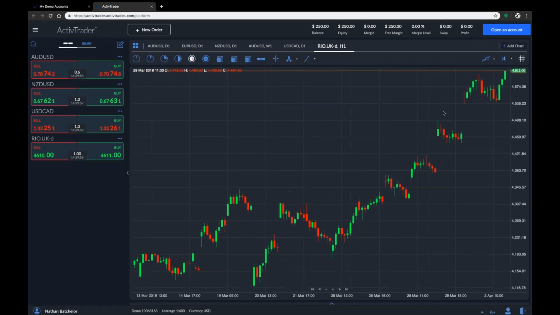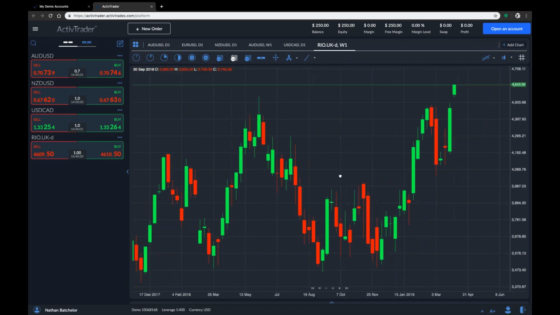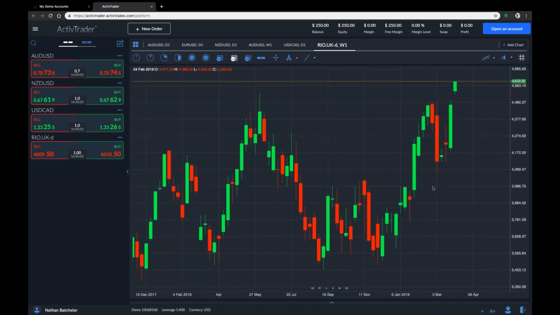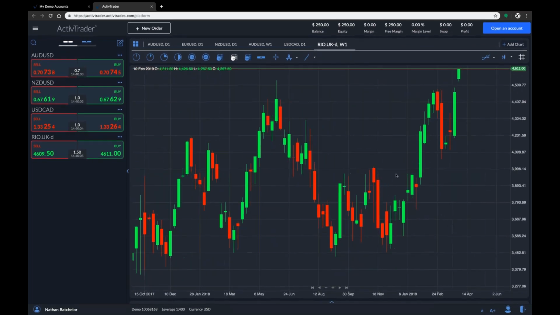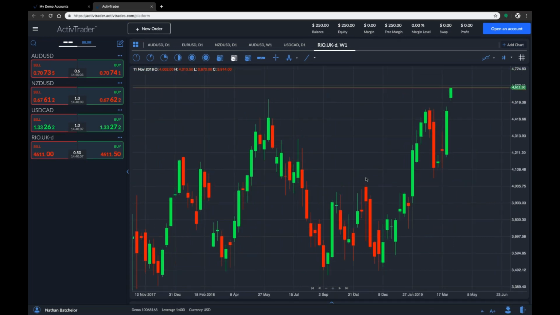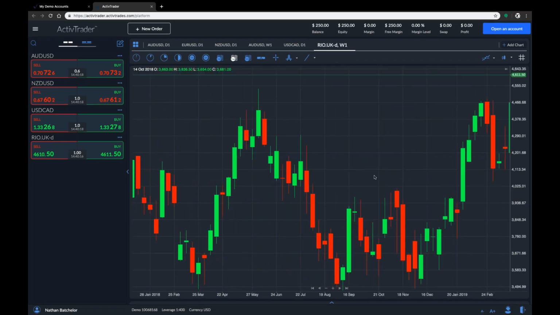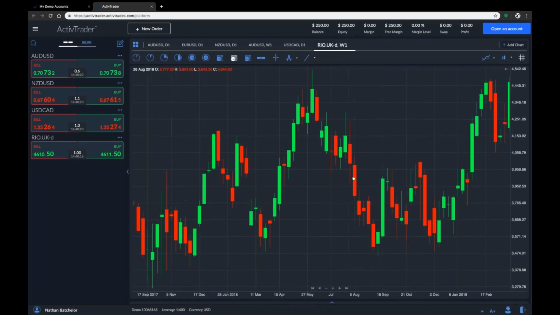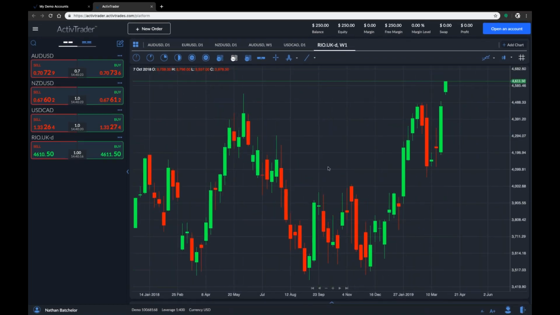Okay, so on a weekly chart, you can see that recently Rio Tinto, one of the largest producers of mined goods in Australia, has been doing quite well for itself, making new, well, multi-year highs. So the mining industry is good, especially if you're in Rio Tinto.